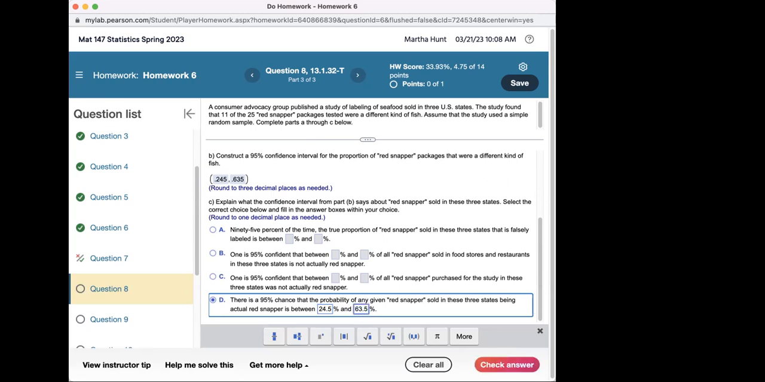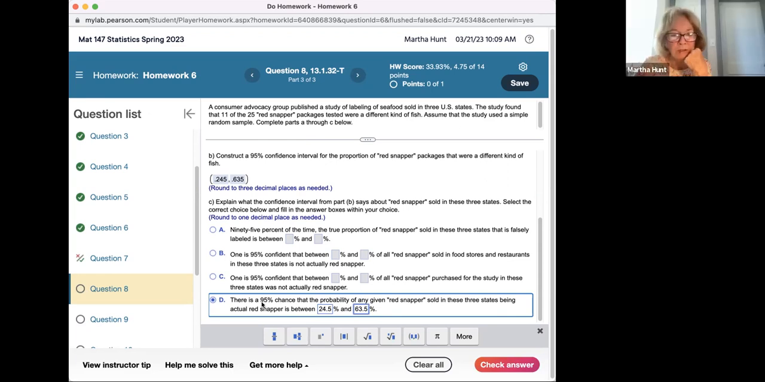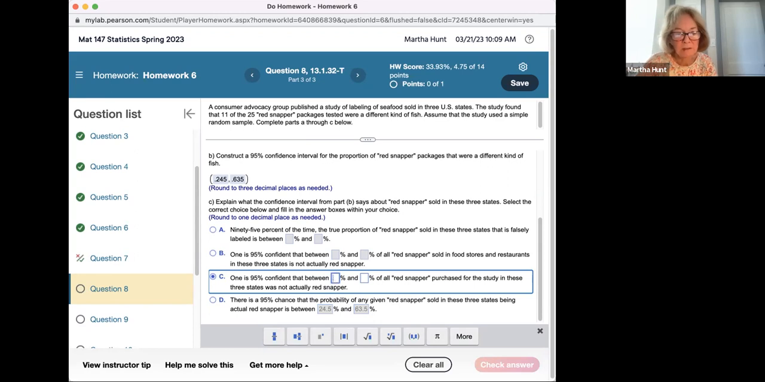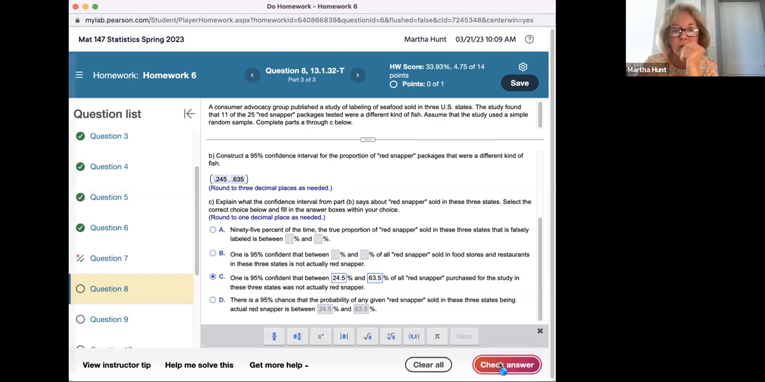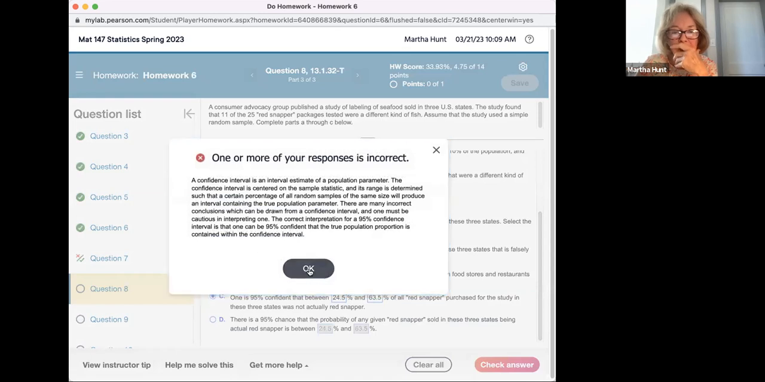Wouldn't it be one of the confidence, like the 95% confident, B or C? Because that one says there's a 95% chance. Oh, bless your heart. Chance is a bad word. You're right. We're supposed to use confidence. Just a bad word. One of them is incorrect.